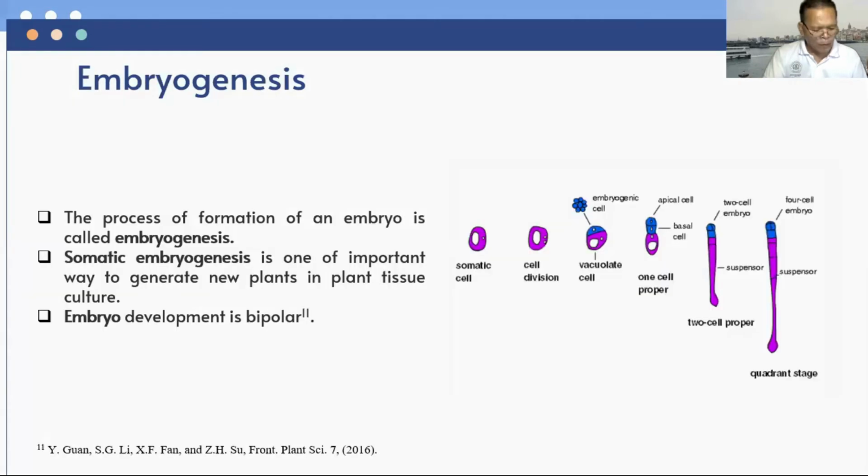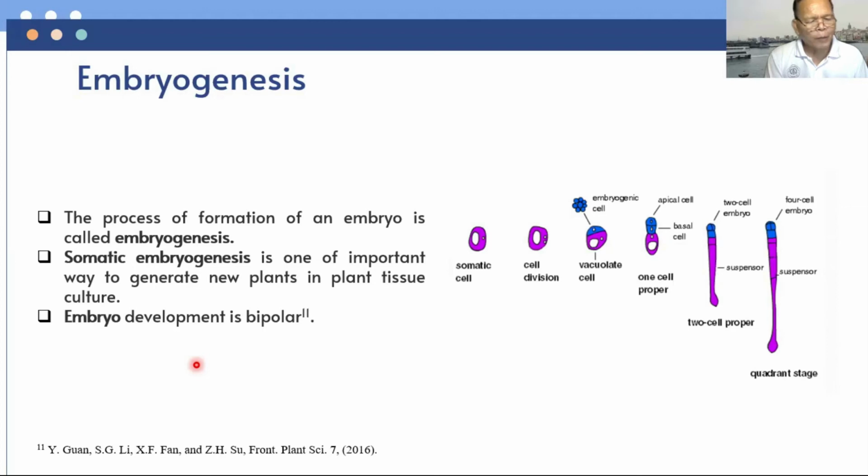The next factor is embryogenesis. The process of formation of an embryo is called embryogenesis. Embryogenesis starts from a single embryogenic cell that can be a zygote, the product of the fusion of an egg and a sperm during fertilization, or an undifferentiated callus cell.